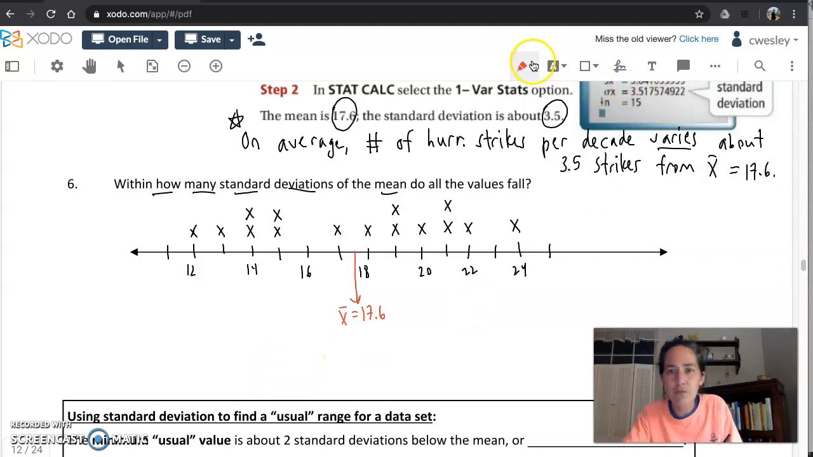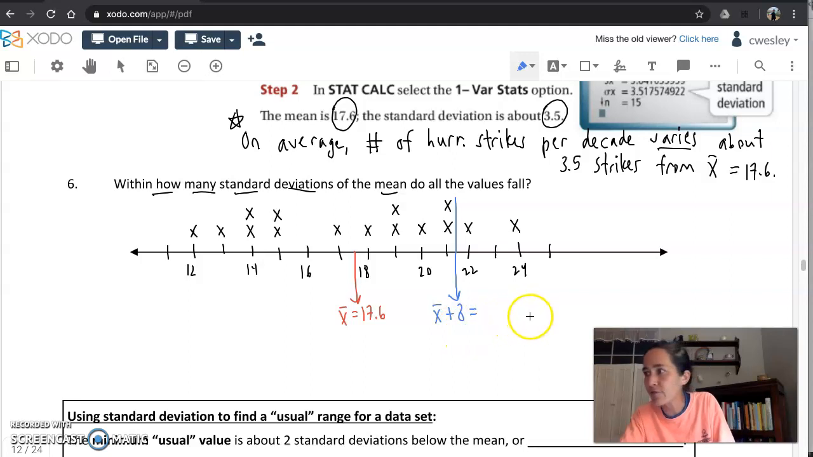Let's go above the mean first. So 1 standard deviation above the mean is going to be 17.6 plus 3.5. That puts me up at 21.1. So that's right above the 21s here. I'll put a line because they fall within. This is one mean plus a sigma, a standard deviation. 17.6 plus 3.5 gives me 21.1 for a high cutoff of 1 standard deviation above the mean. All of these meet the cutoff.